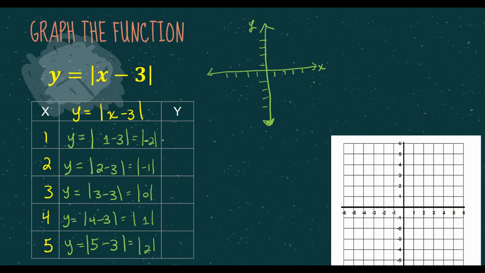So if I go to the top, what's the absolute value of negative 2? 2. What's the absolute value of negative 1? 1. Absolute value of 0? 0. Absolute value of 1? 1. Absolute value of 2? 2. And then we put those yellow numbers together so that we can make the points so that we can graph them.